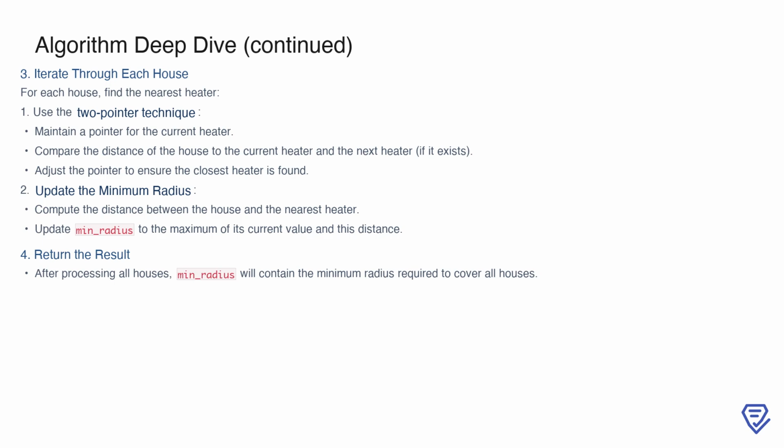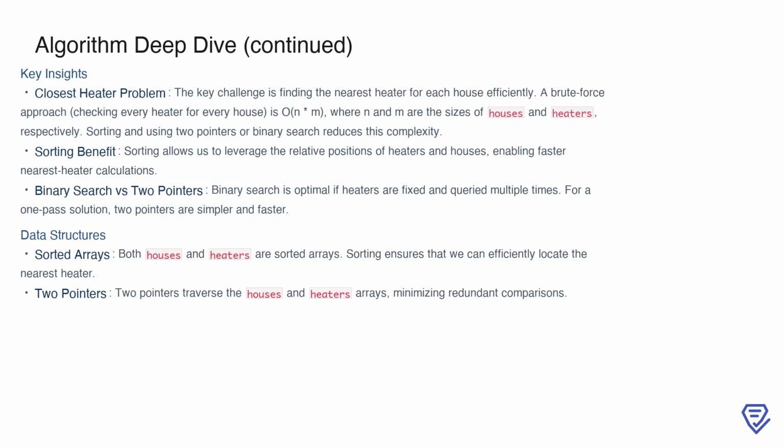To determine the overall minimum radius for all houses, we update min_radius to be the maximum of its current value and the distance we just calculated. After processing all houses, min_radius will hold the smallest possible radius needed to ensure every house is covered. The key challenge in this problem lies in efficiently finding the nearest heater for each house.